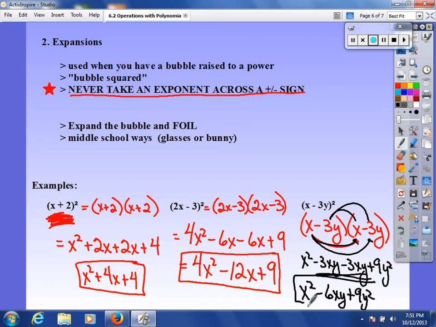And so we want to expand and then combine like terms: x squared minus 6xy, because if you have negative 3 and you take away 3 more, you have negative 6. And the last name does not change when you combine like terms.